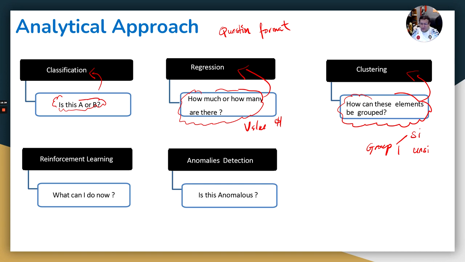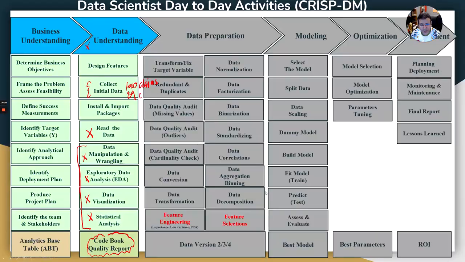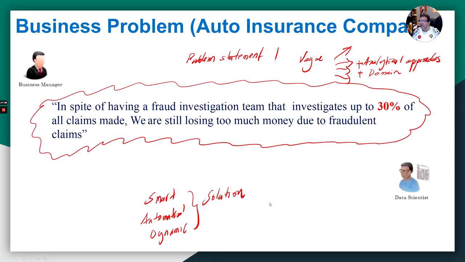If you are trying to determine what you should take next, so you already took one step and we have a list of steps or processes or actions to take, then most likely that is going to be reinforcement learning. If you are trying to determine if there is anything unusual, anything abnormal, anything strange that does not click, then most likely you are going to be doing anomaly detection. And of course, there are other questions. So by simply looking into the business problem, you should be able to determine the type of the analytic approach.